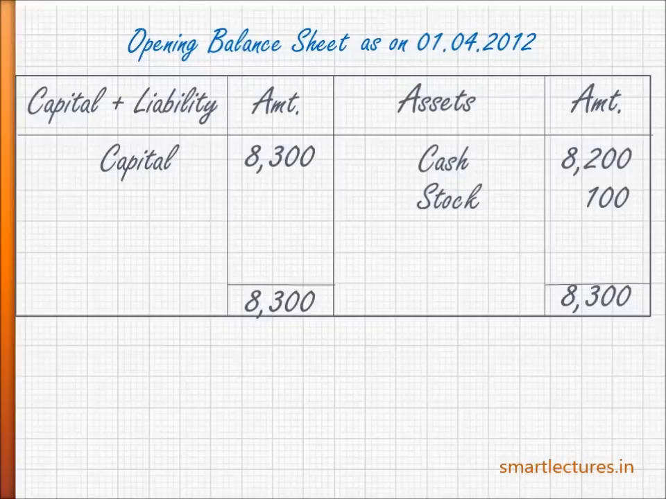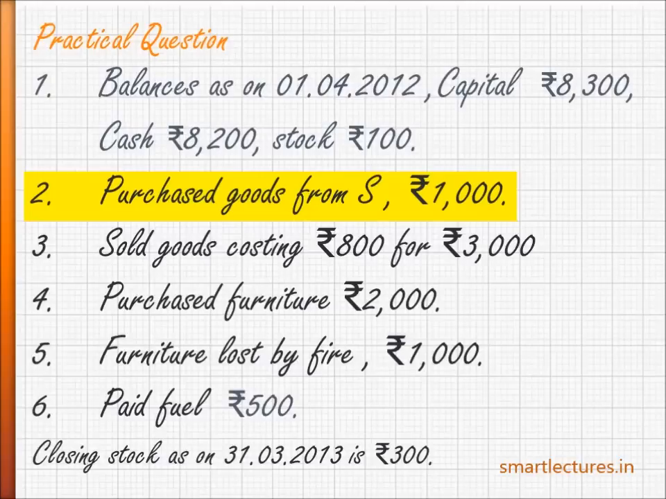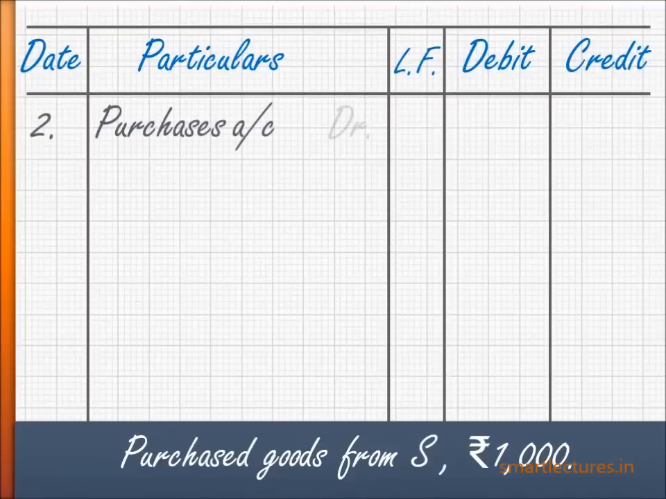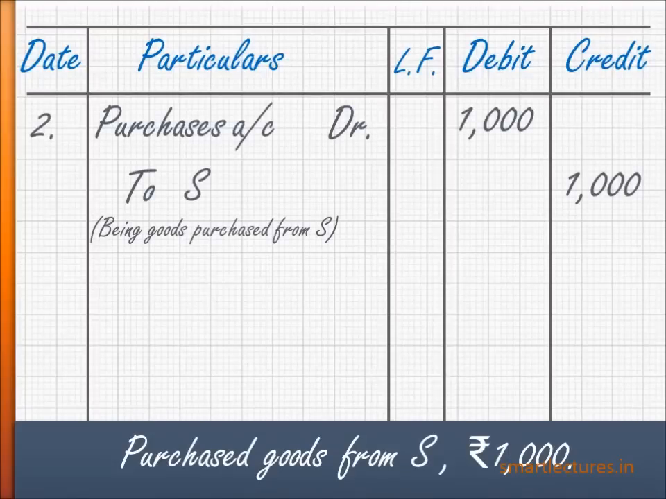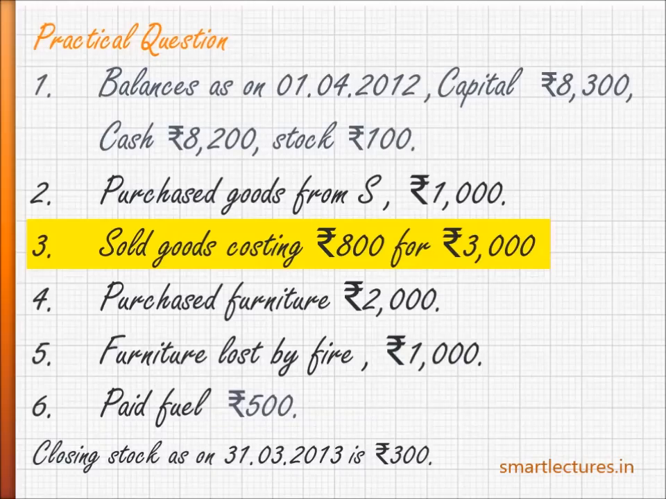Now other transactions. Purchased goods from S rupees 1,000. So the journal entry will be purchases account debit to S rupees 1,000. Then the next journal entry is sales for rupees 3,000. The cost of the goods was 800. You know, when we pass the journal entry for sales, we have nothing to do with the cost price of the goods, and number two, nothing to do with the profit made on sales. We are concerned only and only with the selling price.